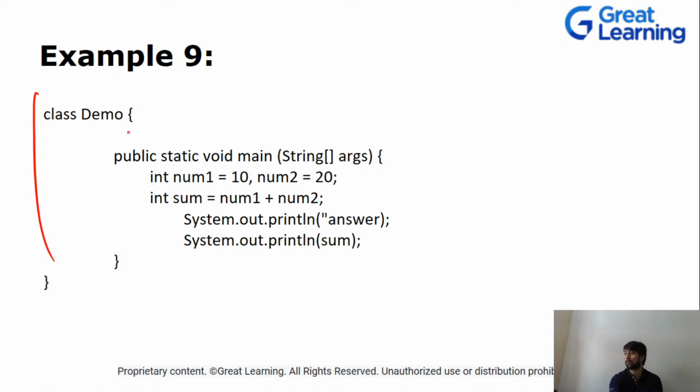So you have this demo over here, right? This is your program, and in this you have this main method, and in this you have these two variables, num1 and num2, and then you are adding them, then you are printing out the answer, that is the sum. Okay, quickly, what will be the output in this case?